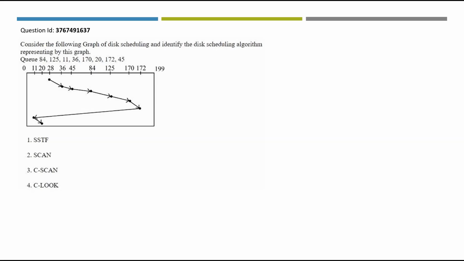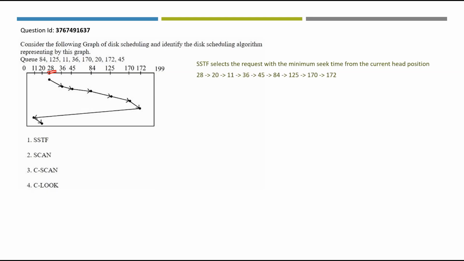Next question. Consider the following graph of disk scheduling and identify the disk scheduling algorithm represented by this graph. They have given the queue as 84, 125, 11, 36, 170, 20, 172, 45. From the graph you can understand the head position is 28. We will see the graph for every scheduling algorithm given in the 4 options. Whichever representation matches the question graph, that algorithm will be the answer.